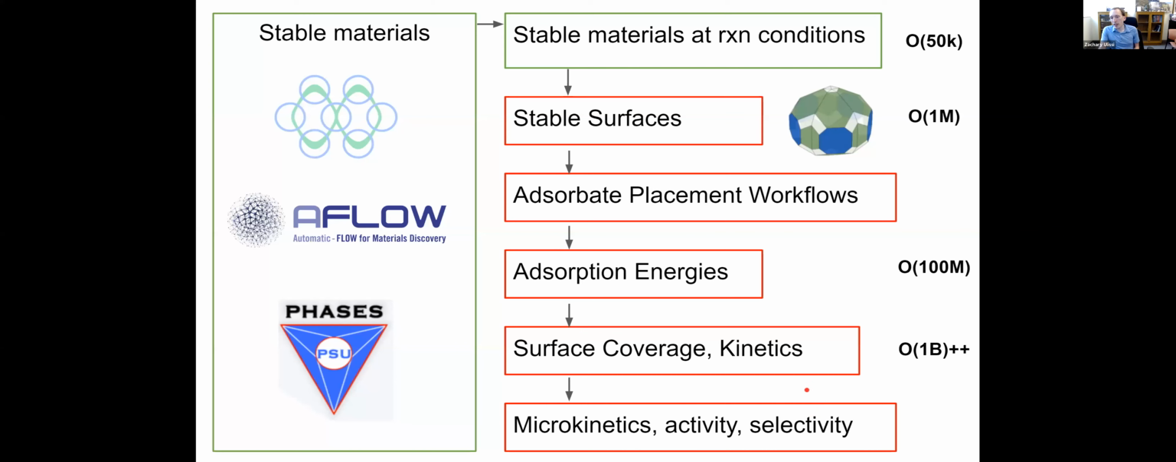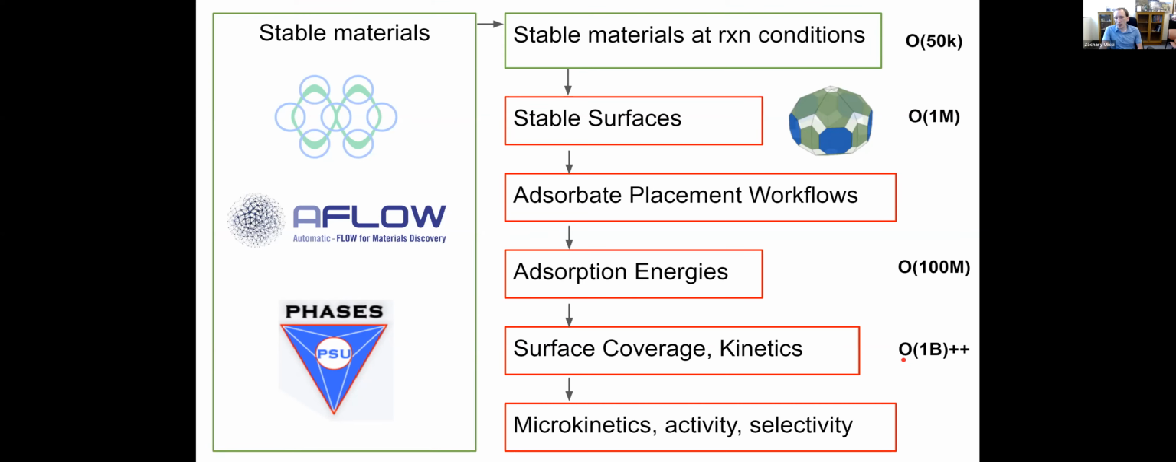And this is scary to me as someone who does calculations, because order 50,000 DFT calculations, I can do, right? I can go to your favorite DOE or NSF supercomputer facility, write an allocation, go ahead and build a little workflow and do this. Order 1 million, I'll show you an example where we did this. Order 1 million is starting to get very expensive, but it still sort of limits the feasibility. Once you get to hundreds of millions or billions, it's basically infeasible to do this with brute force DFT.